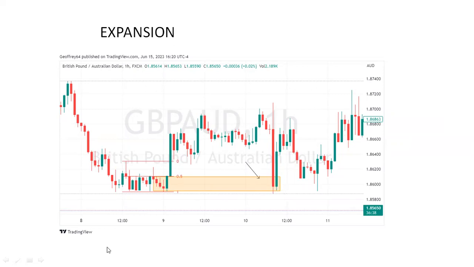So now this is how we trade an expansion, right? We want to see the market consolidate, give us an order block just at the equilibrium of the consolidation, and then we look forward to our entries, right? And vice versa for a sell, right?